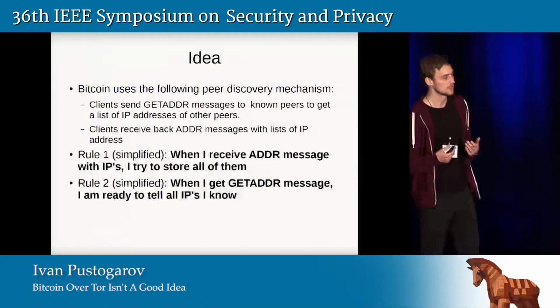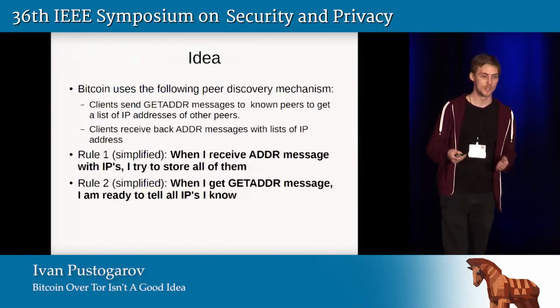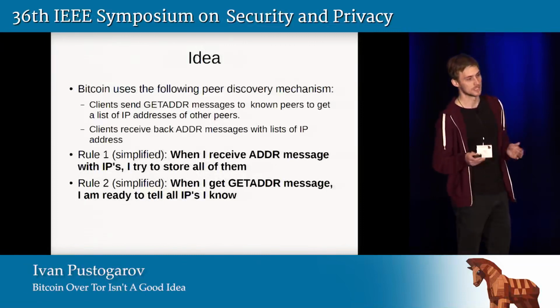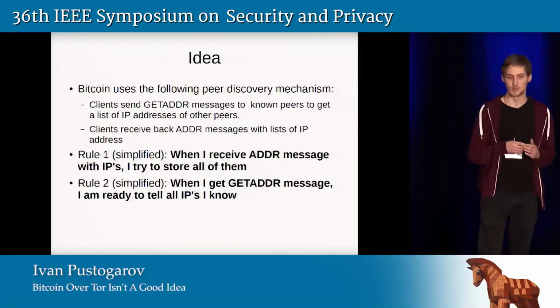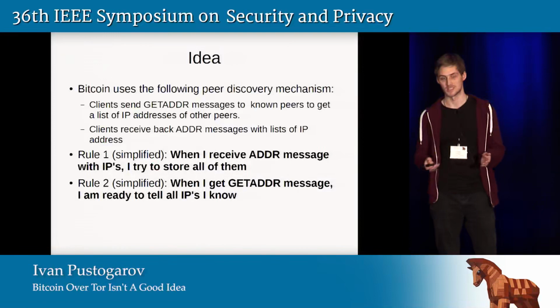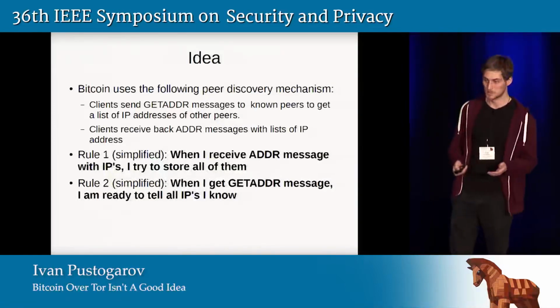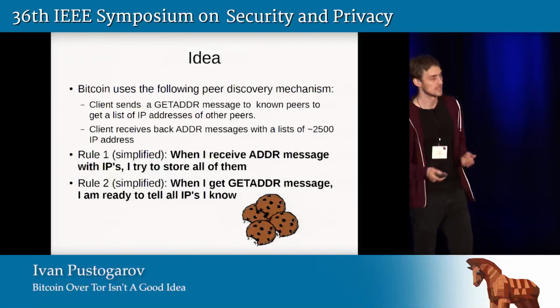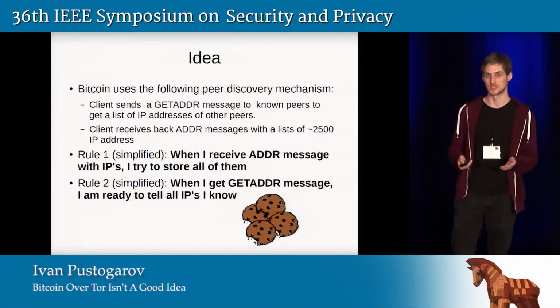And when I receive an address message back, I will store all the addresses contained in it, which includes any garbage IP addresses this address message can have. What it means is that by sending addresses, I can fingerprint users or use it as an address cookie.